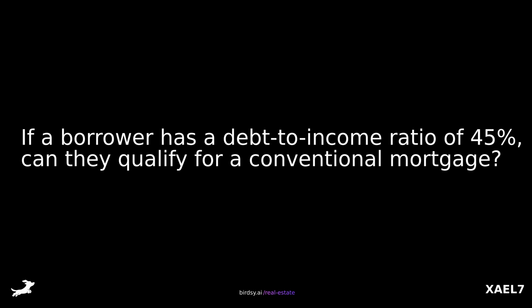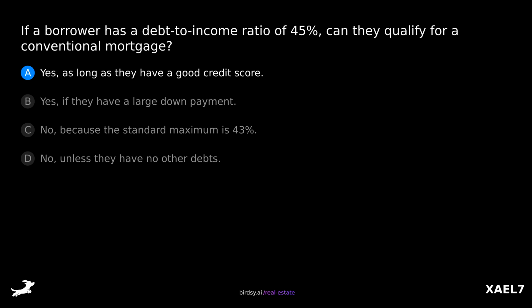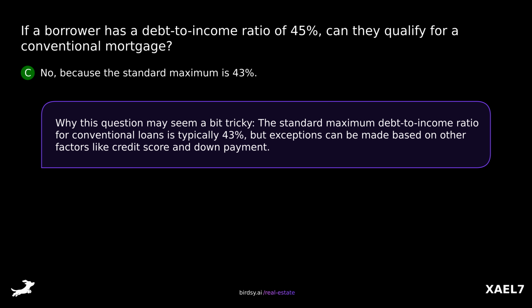If a borrower has a debt-to-income ratio of 45%, can they qualify for a conventional mortgage? Is it A, yes, as long as they have a good credit score? B, yes, if they have a large down payment? C, no, because the standard maximum is 43%? Or D, no, unless they have no other debts? The answer is C, no, because the standard maximum is 43%. Why this question may seem a bit tricky: the standard maximum debt-to-income ratio for conventional loans is typically 43%, but exceptions can be made based on other factors like credit score and down payment.